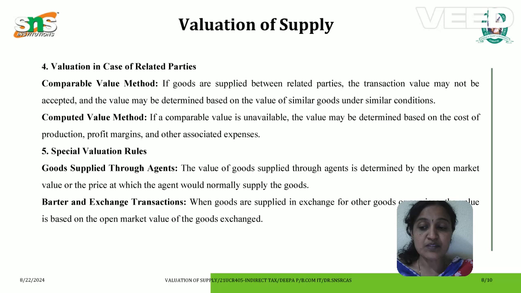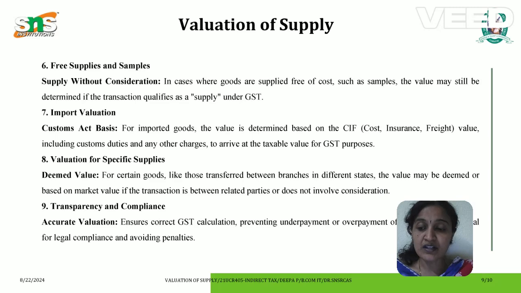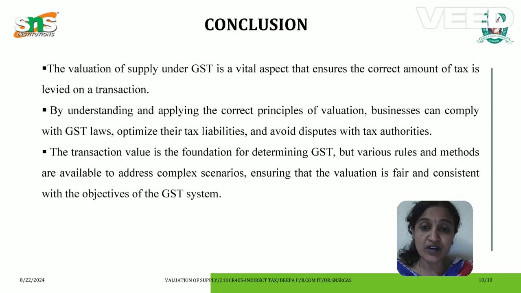Special valuation rules. The value of goods supplied through agents is determined by the open market value or at the price at which the agent would normally supply the goods. The next one is free supply and sample supply without consideration, in goods supplied free of cost, such as samples. Transparency and compliance, preventing underpayment or overpayment of taxes, which is crucial for legal compliance and avoiding penalties.